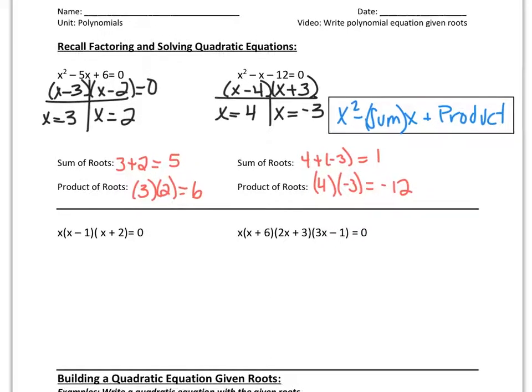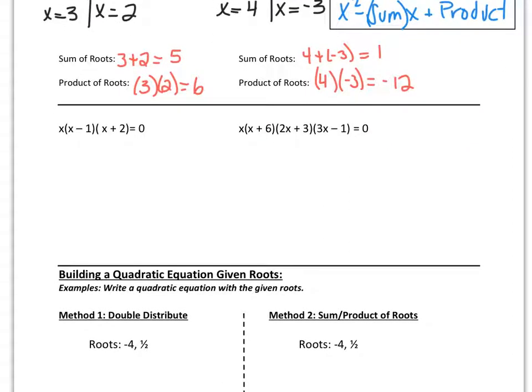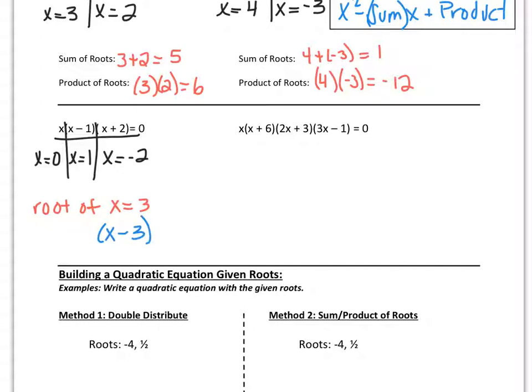Alright, so now what I would like to do is look at the factored form of certain polynomials, and I just want to draw some conclusions. If x and x minus 1 and x plus 2 are the factors, then my roots are 0, 1, and negative 2. So that's relatively easy. So if I give you a root of, say, x equals 3, then the factor must have come from x minus 3. So it's the opposite sign. So this would be my factor.